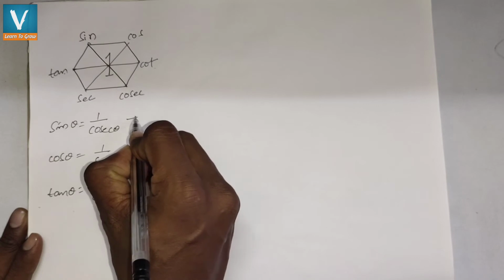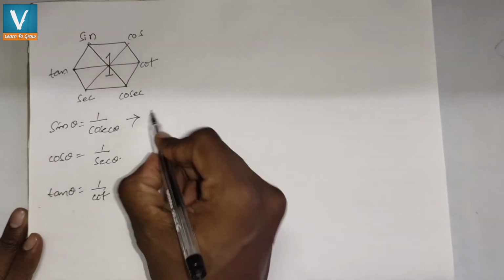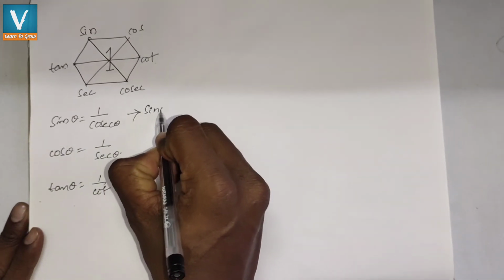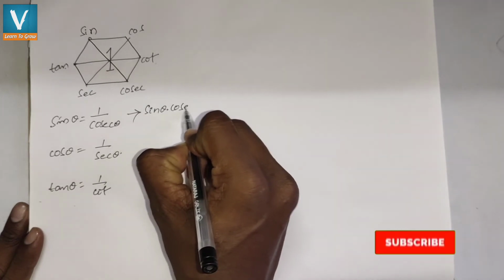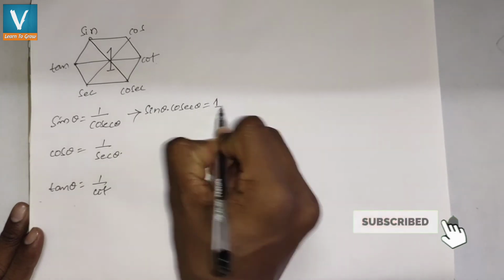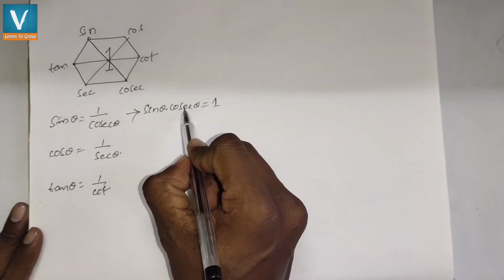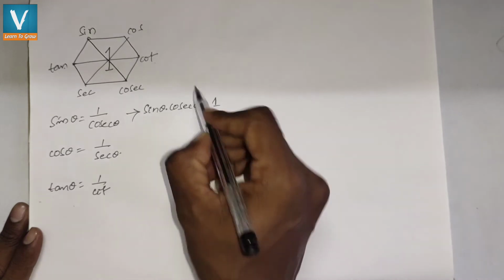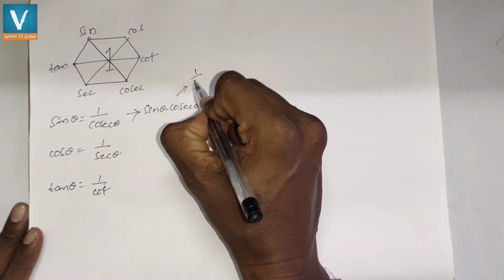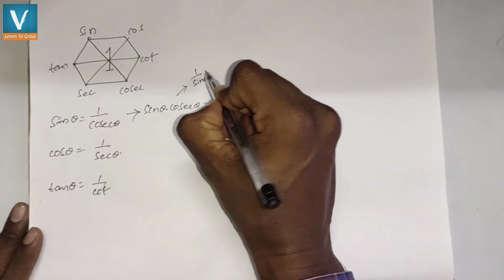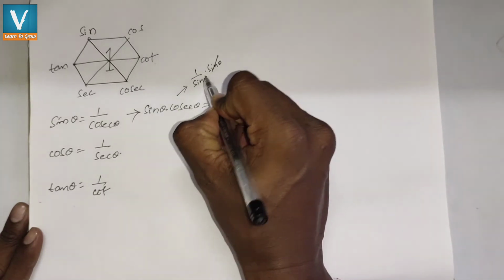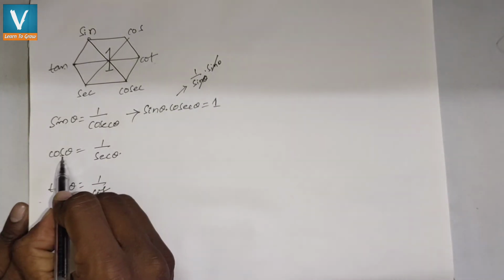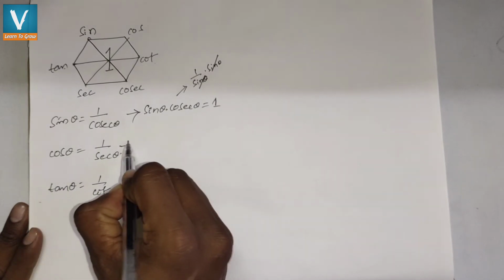Okay. Now we'll see the relation. What indicates sine and cosec? I'm writing sine theta into cosecant theta is equal to 1, because cosecant theta we can write as 1 by sine, right? Cosec we can write as 1 by sine. And what's remaining here? Sine, and the sine will be cancelled. What's the answer? 1. And what can you say about cos and secant?